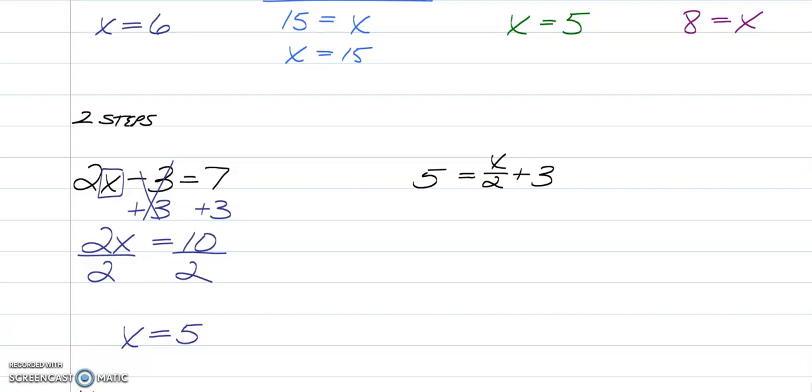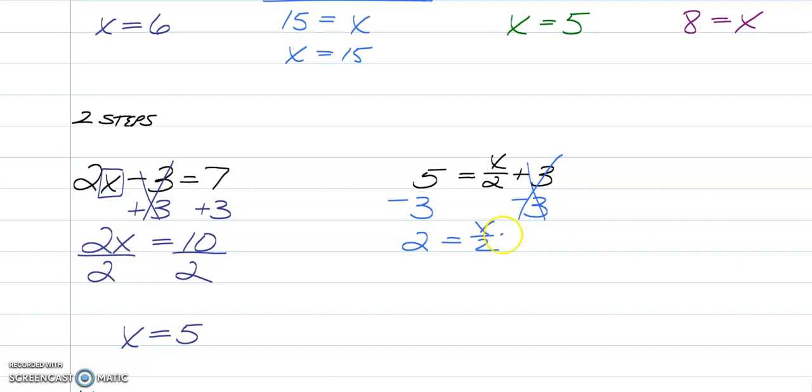The next example, we have an x divided by 2, and then we have a plus 3. What we want to get rid of first is the positive 3. So we have to do the opposite of a plus 3, which is a minus 3. We do it to both sides of the equal sign. And then 5 minus 3 is 2. And that is equal to x over 2 only because the positive 3 and negative 3 canceled each other.